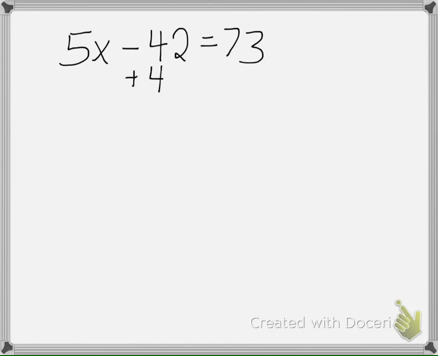Number 4 is our last multiplication one we're going to look at. It is 5 times x minus 42 equals 73. So the first thing we need to do is get rid of the subtraction by adding 42 to each side. Minus 42 and plus 42, of course, cancel out.